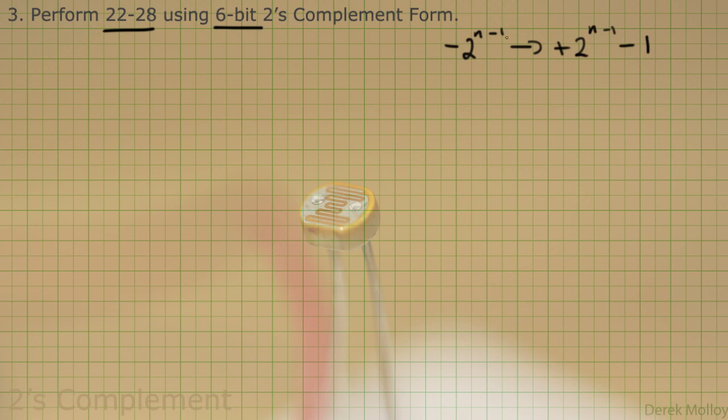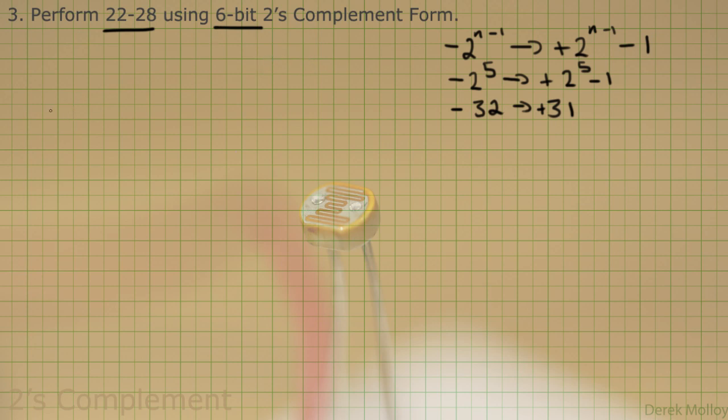So 6 minus 1 is 5. So minus 2 to the power of 5 up to plus 2 to the 5 minus 1. 2 to the 5 is 32. So that will be minus 32 up to 32 minus 1, or plus 31. So we can see that 22 is less than 31, so it's in the range between those two numbers. And minus 28 is greater than minus 32, so therefore it's in that range as well. So we can represent both of these numbers, 22 and minus 28, validly using a 6-bit 2's complement form.